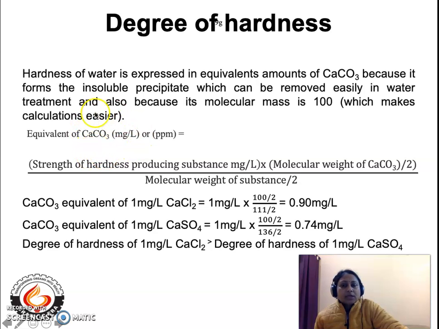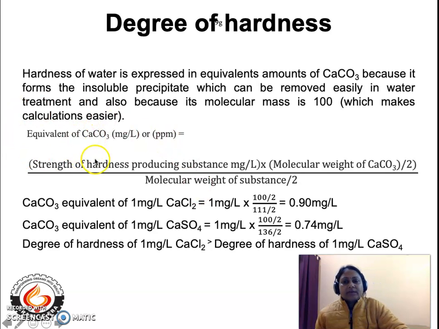It is because calcium carbonate is first of all a very insoluble precipitate which can be removed easily from water by filtration, and the second point is that its molecular mass is 100, which makes the calculation easier. So now let us see the formula for converting the hardness producing salt into calcium carbonate equivalent.